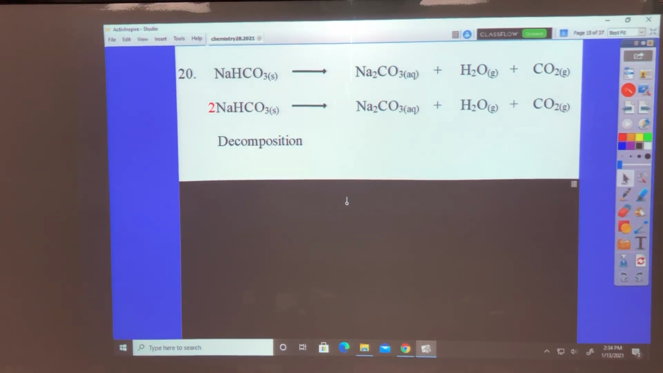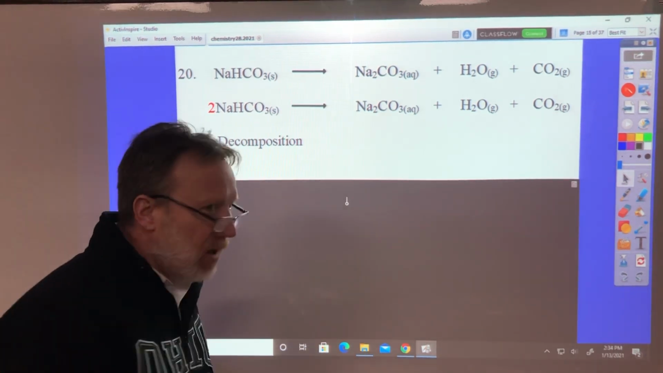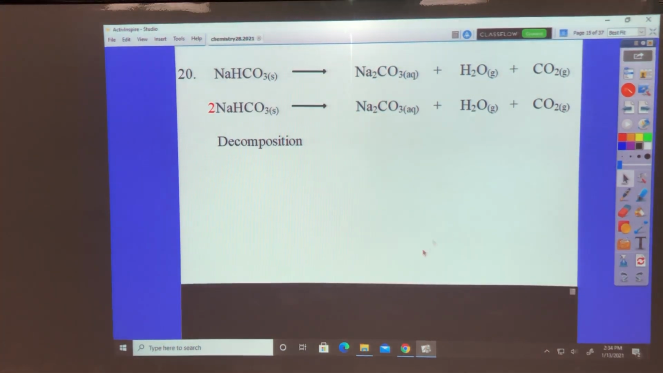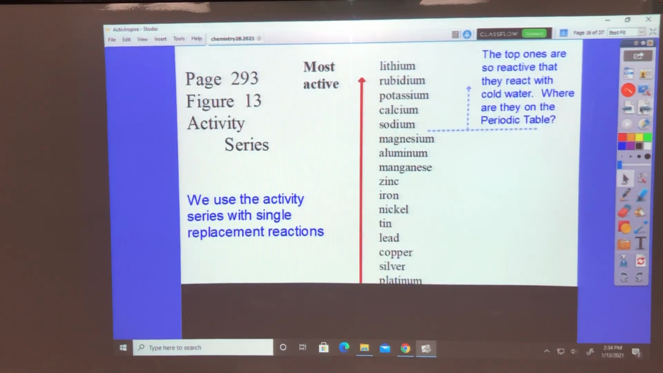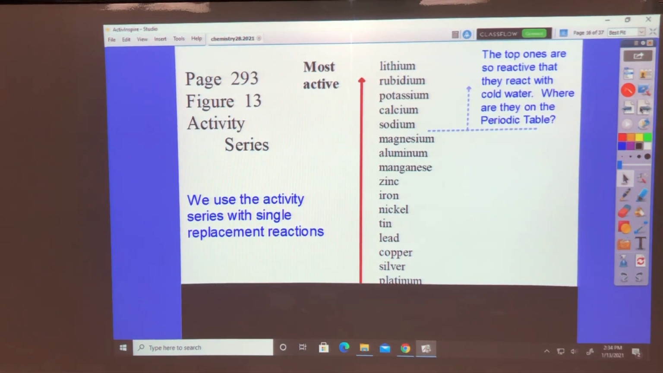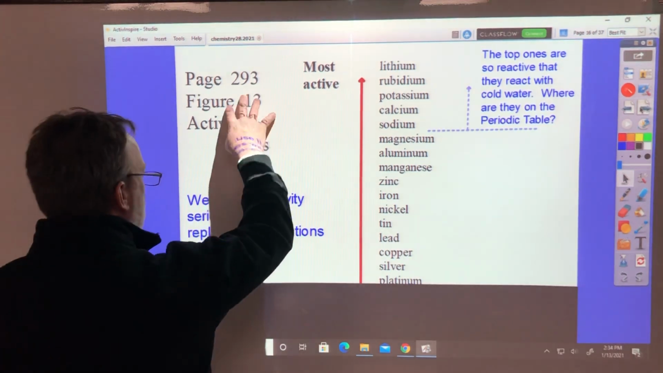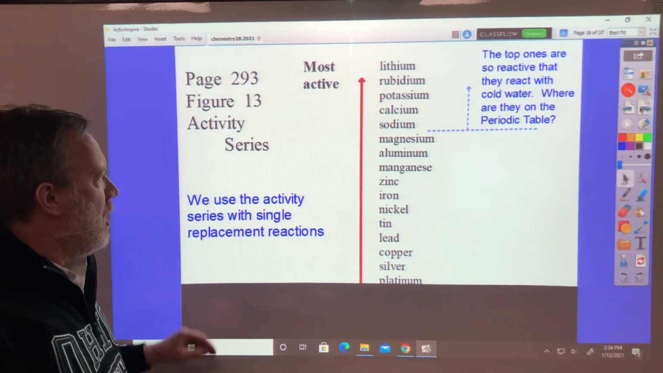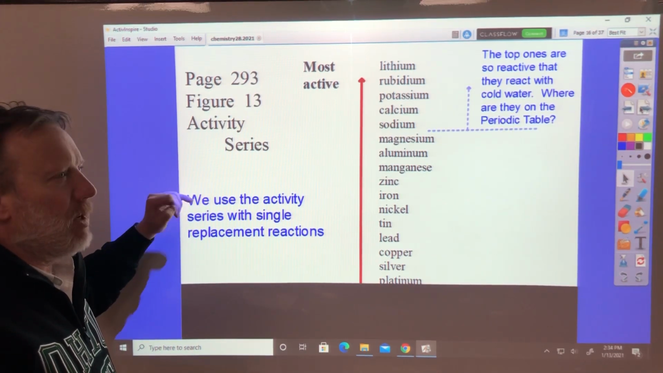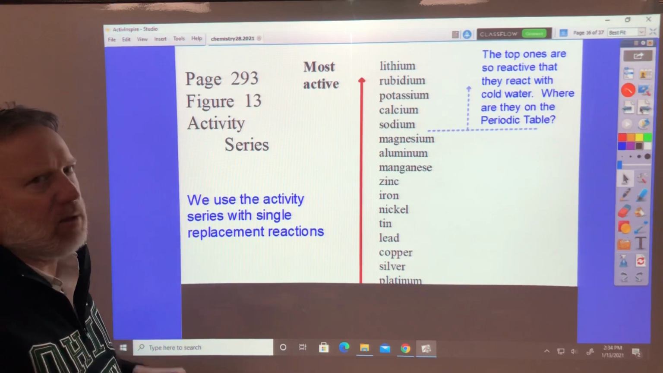Number 20. Okay, now we're going to get into the replacement, what your book calls replacement reactions, what they ought to call single replacement reactions. Single replacement reactions. Okay, and there is on page 293 this diagram. It tells you the activity series. Every time you do an activity series problem, it is a single replacement reaction that is involved.